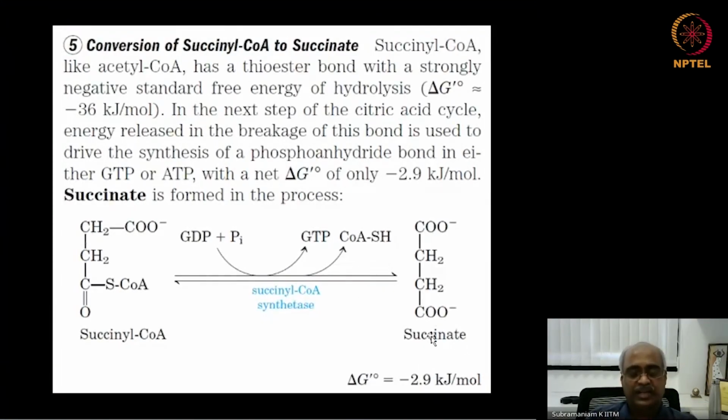So tomorrow we'll continue from succinate back to oxaloacetate, and then we'll see some other aspects of the citric acid cycle also, and tomorrow we'll complete the citric acid cycle. So if there are any questions, feel free to ask.